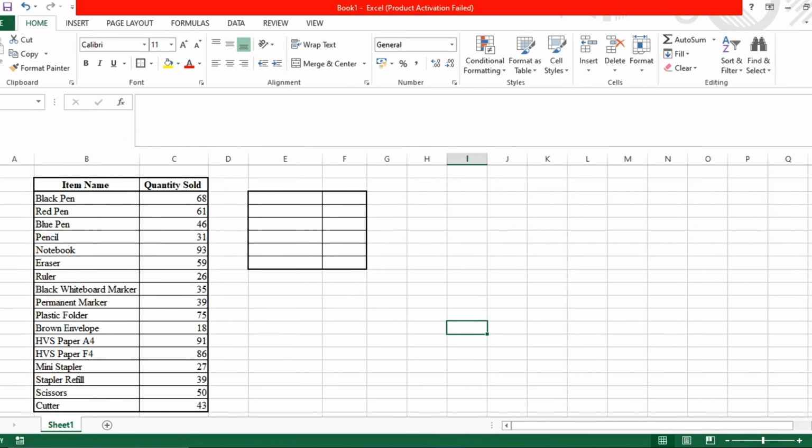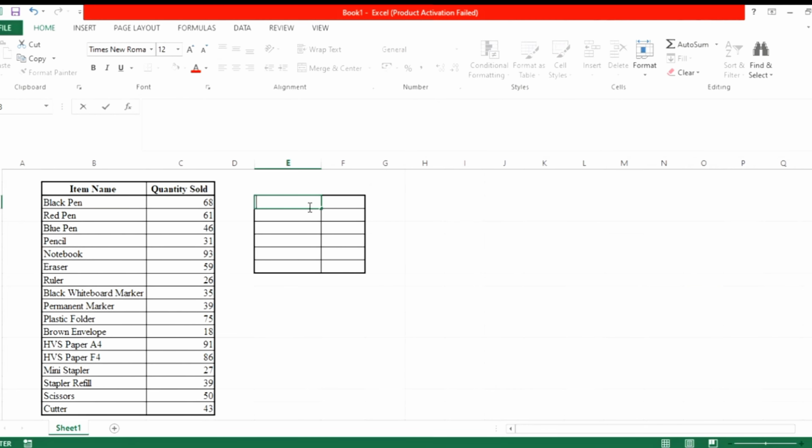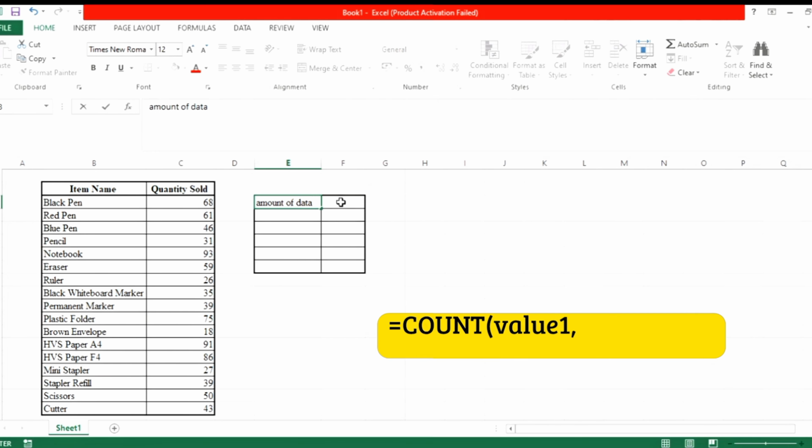So, I already have an example of data regarding the sales list. This is the item and this is the sales amount. Okay, first, we want to find how much data there is in the sample data. Amount of data. We will use a formula called COUNT.